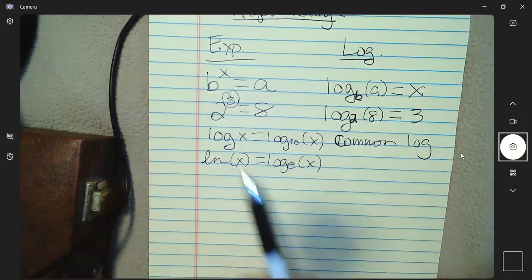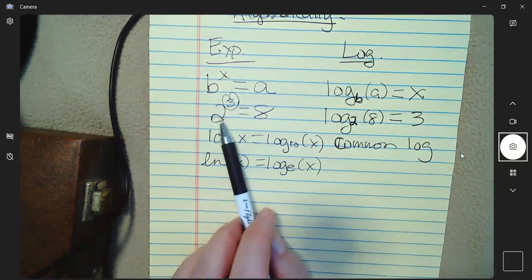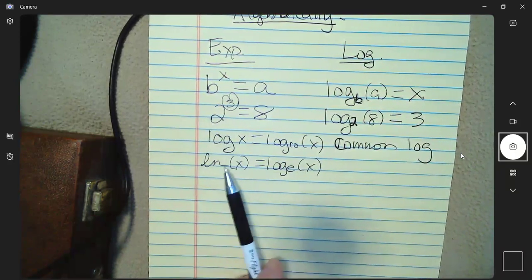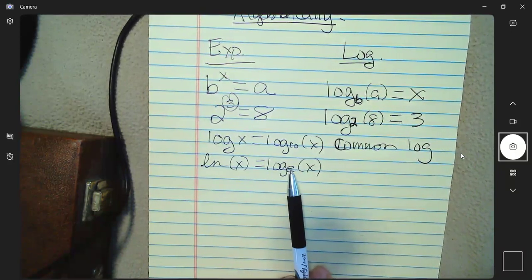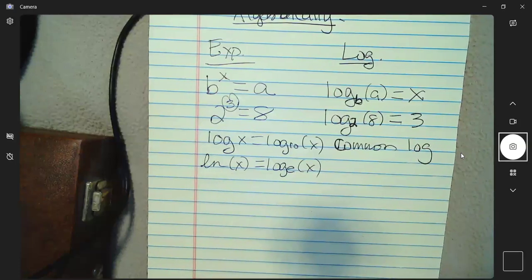Okay, so they also undo one another. If I ever have 10 as a base and I need to get rid of the 10, I can apply a common log and it will get rid of it. If I have a base e, like in my compound interest formula, I might apply a natural log to that expression, and that would eliminate the e.